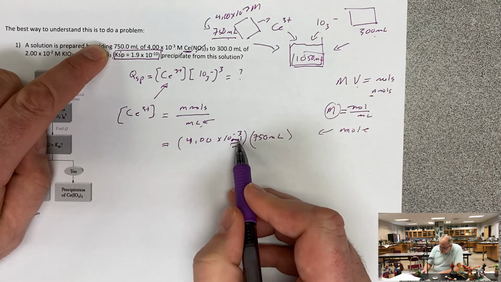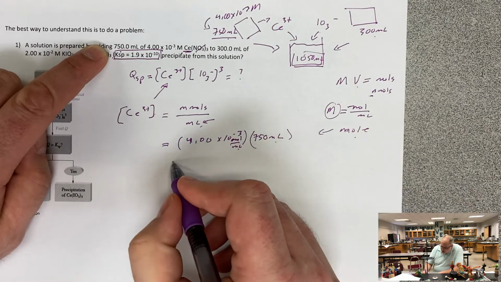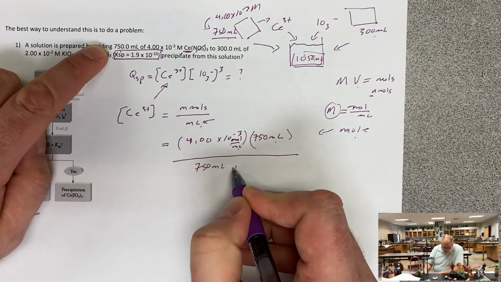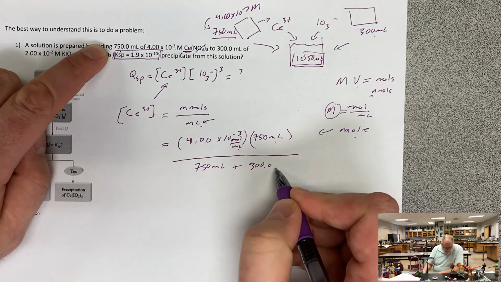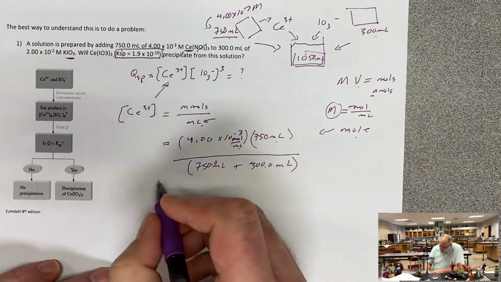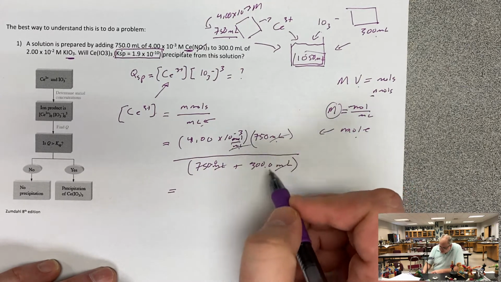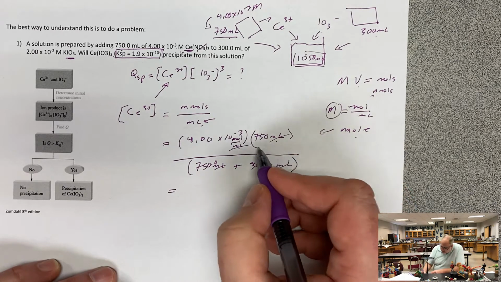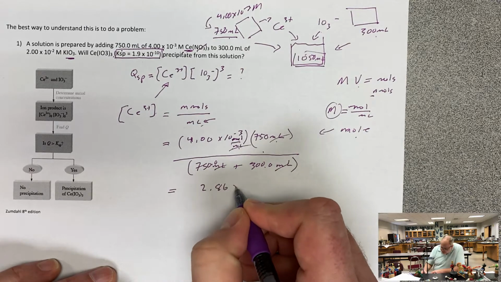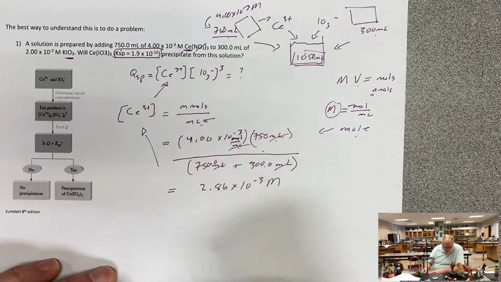Because if we multiply millimoles divided by milliliters times milliliters, we're going to end up with moles. On the bottom, we're going to add our two volumes together, which is going to be 750 milliliters plus 300.0 milliliters. And incidentally, I got a little sloppy with my math here. So when we do the math on this, on the top, everything cancels out, right? The milliliters cancel out. And we end up with our molarity, which is moles divided by liters, and we end up with 2.86 times 10 to the negative 3 molar. So that's our concentration for our Ce3+.